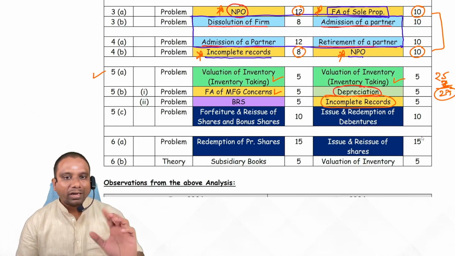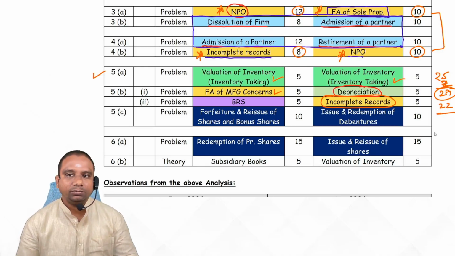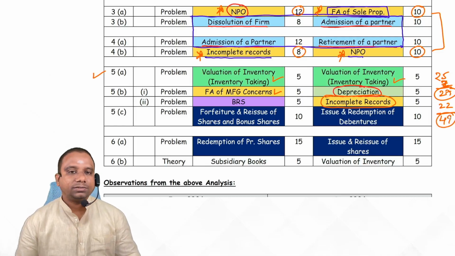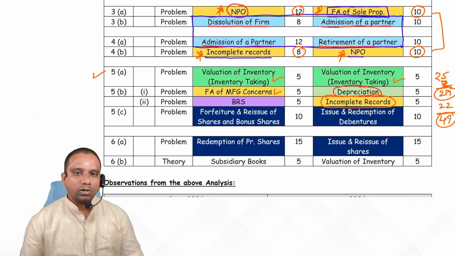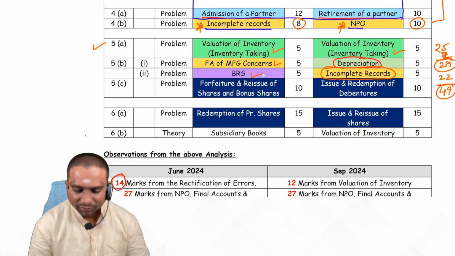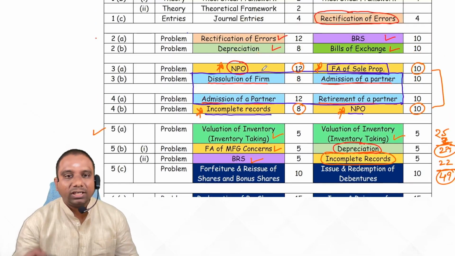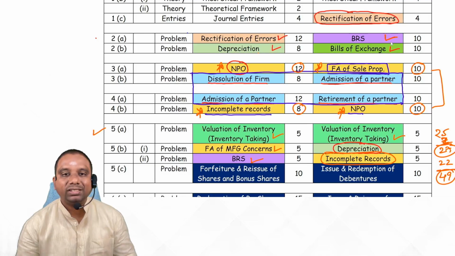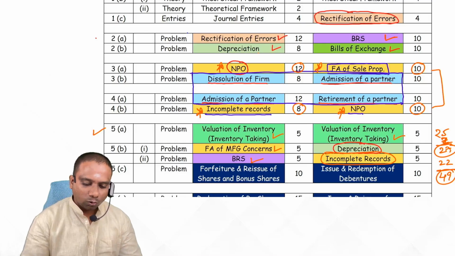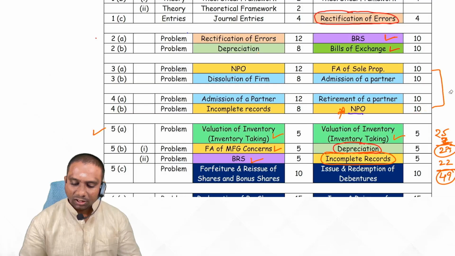At the same time, from partnership also, they are asking almost 22 marks from each attempt. So, here itself you get 49 marks. Next, 5B BRS. They have asked 5 marks, and the same BRS problem has been asked in the September 2024 attempt for 10 marks. See the color codings. I have given color codings, students. Try to understand.